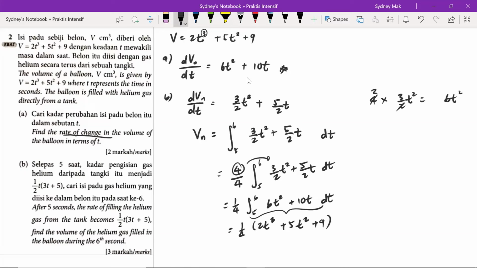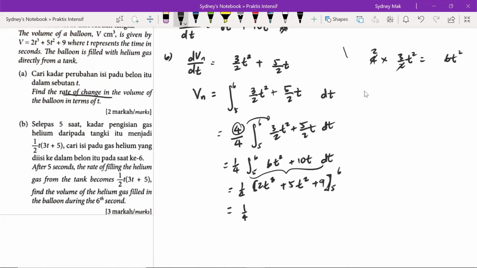Therefore, in order for us to find the volume at the 6th second, we have to integrate this from 5 to 6. So 1 over 4, 2 times 6 to the power of 3 plus 5 times 6 to the power of 2 plus 9. And then we got to minus the same expression, but this time with the boundary 5, the t value equals 5. So 2 times 5 to the power of 3 plus 5 times 5 squared plus 9.